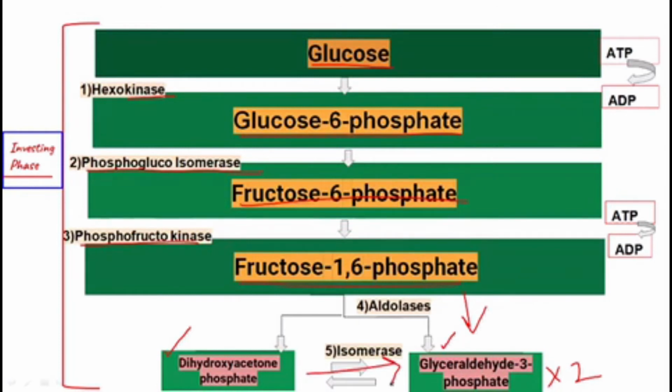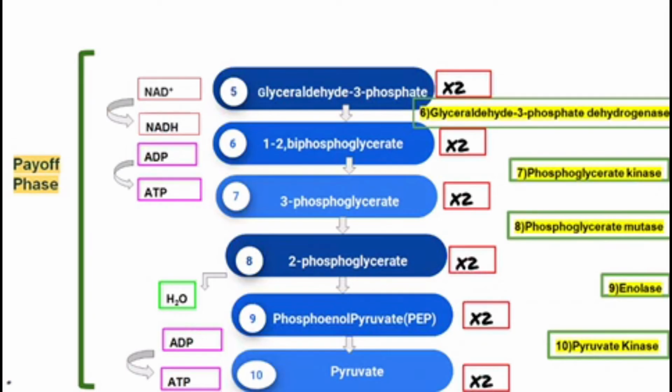As you can see, in this whole investing phase, we are just investing the energy and we are getting no outcome out of it. This is the payoff phase. In this phase, everything we are getting is in the form of two molecules. So, in the sixth step, glyceraldehyde 3-phosphate is converted into 1,3-bisphosphoglycerate with the help of the enzyme glyceraldehyde 3-phosphate dehydrogenase.